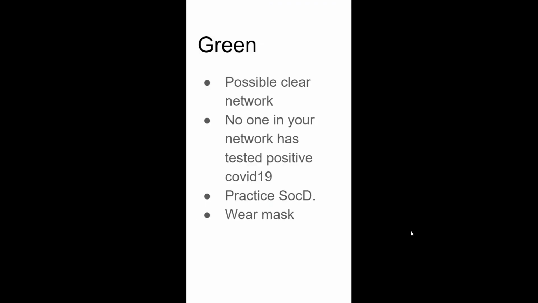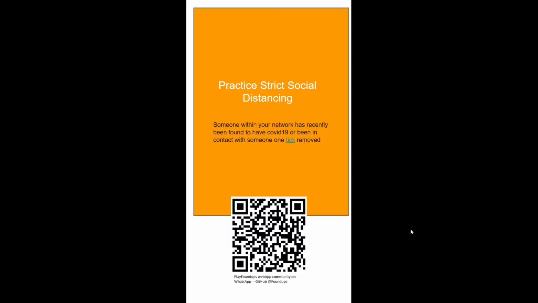What does green mean? It means, well, possible clear network. We can't guarantee it. There's no guarantees, but looks good. No one in your network has been tested positive for COVID. Practice social distancing, wearing masks. All of a sudden, let's say, and I have another video that I'm going to link to this video at the end that you can watch.